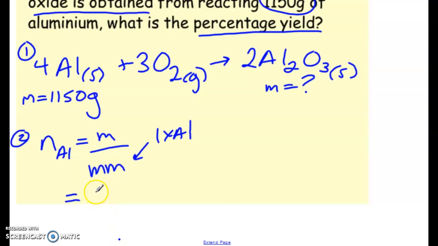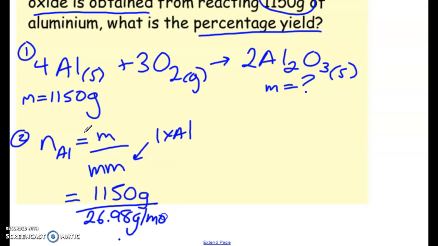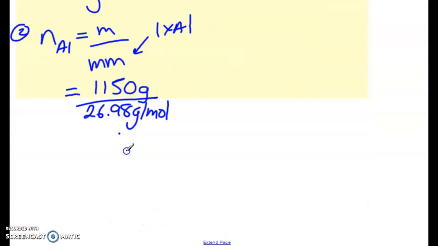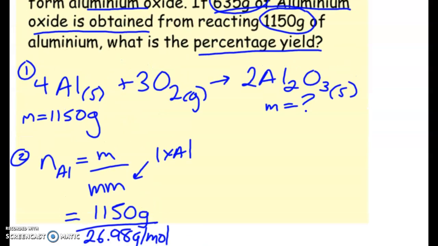So we have 1150 grams over the molar mass of aluminum, which is 26.98 grams per mole. So 1150 divided by 26.98. So this is 42.624 moles of aluminum. So now we're going to use our mole ratio.